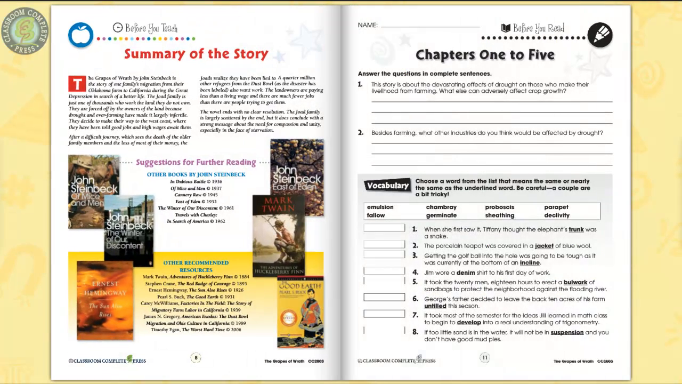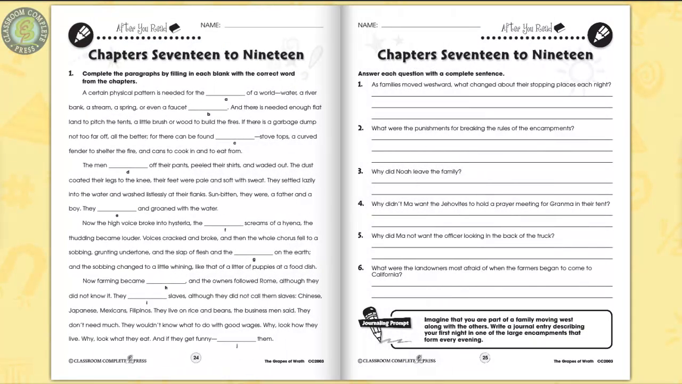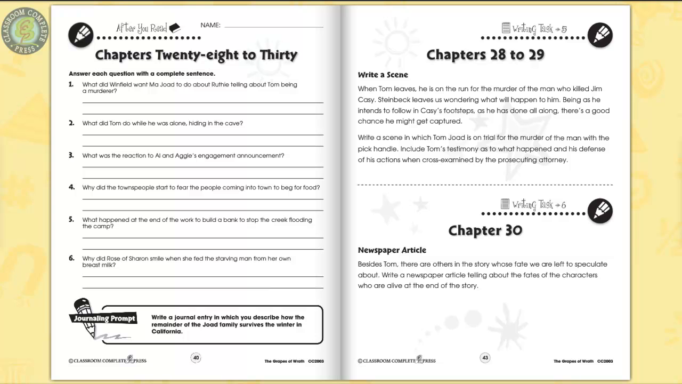Identify industries other than farming that may be affected negatively by drought. Match vocabulary words from the text to their meanings. Students put themselves into the story and imagine traveling along with the Joads and what it would be like to live in the encampments. 6 additional writing tasks follow.